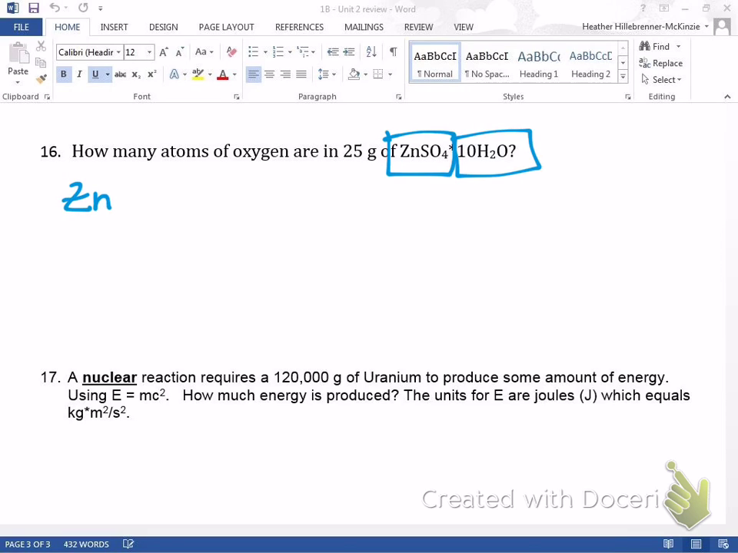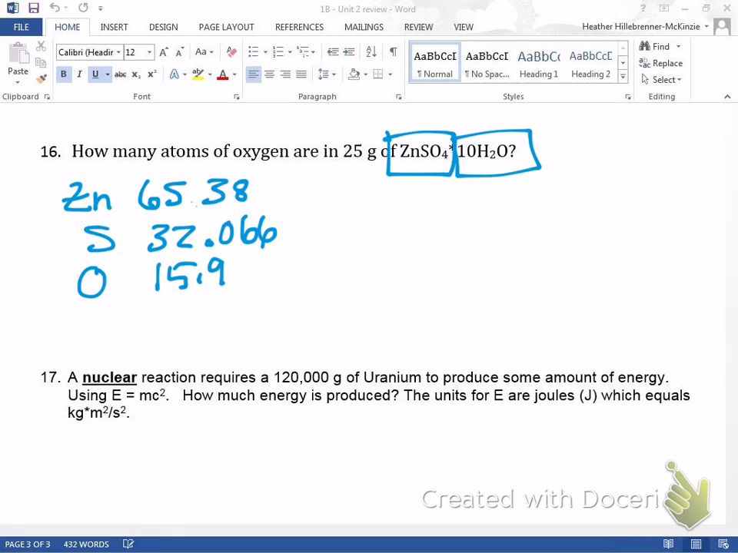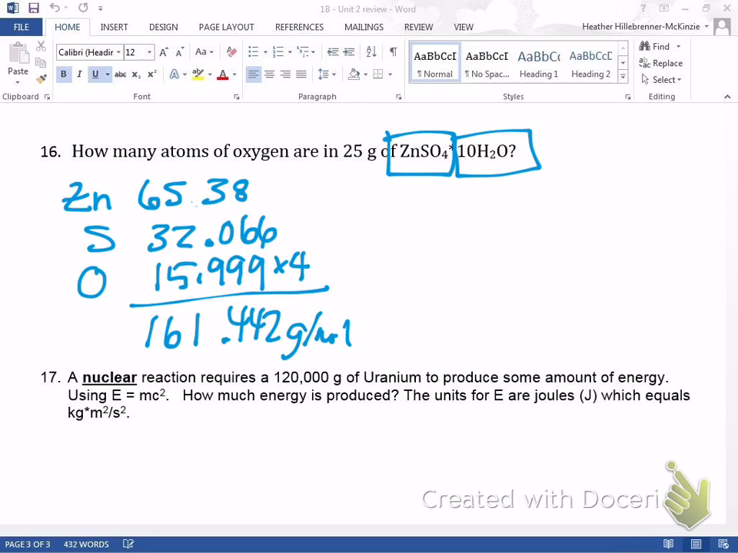So we've got zinc, and we know that there's only one of them, and that mass is 65.38, right? And we have sulfur, which is 32.066, and then oxygen, which is 15.999, and we're going to multiply that by 4, okay? What'd y'all get there? All right, so this gives me 161.442, right? And this is grams per mole.